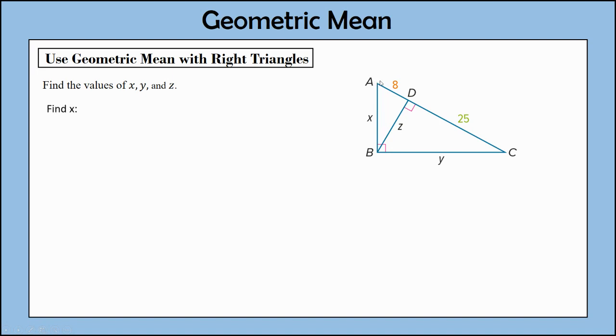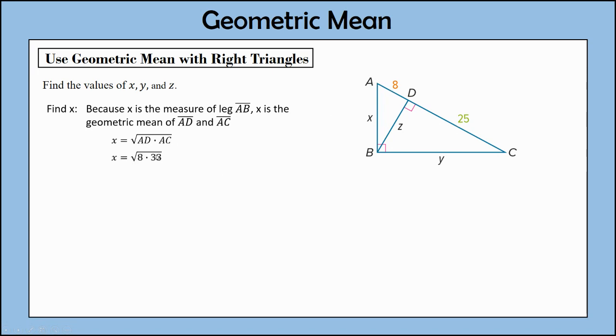Well, to find X, X is a leg of my right triangle. And because it's a leg, I know that I'm going to find the geometric mean of the segment that's adjacent to X, which is 8, and the overall hypotenuse, which is 33. So the length of X is the geometric mean of AD, which is 8, times AC, which is 33. So how do we find geometric mean? It's the square root of the product. Square root of 264. If you simplify it, it's 2 times the square root of 66. That's about 16.2. So that distance is about 16.2.